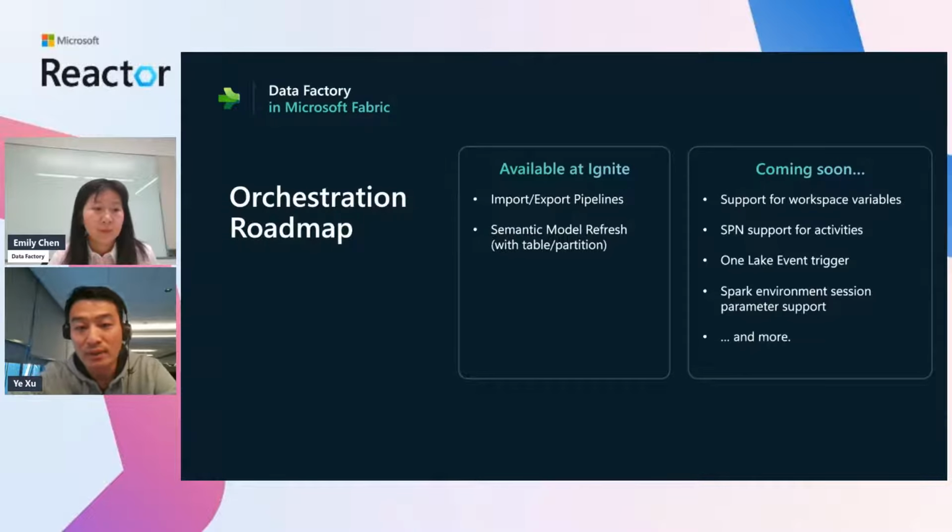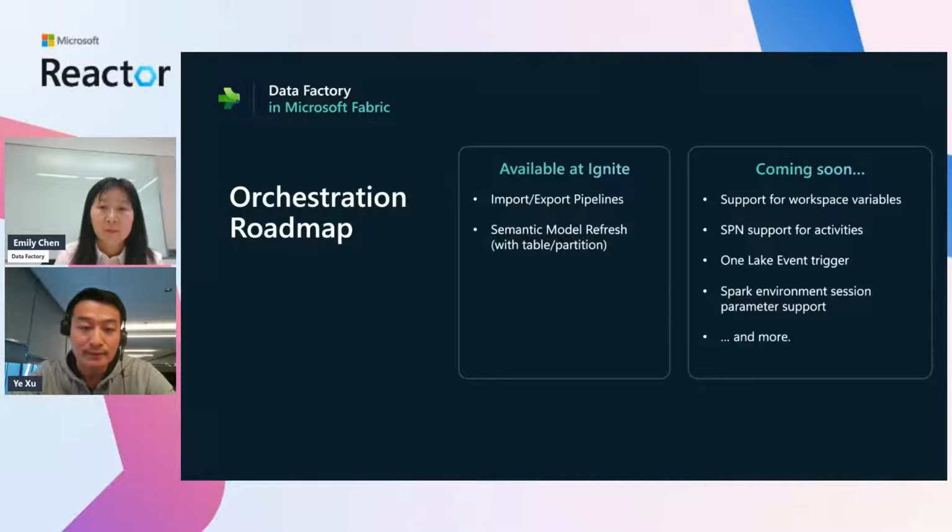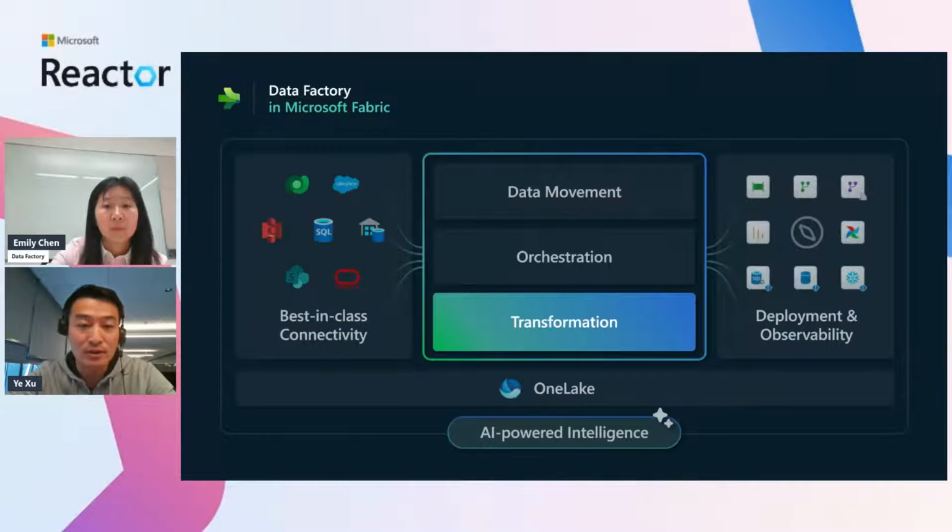Moving forward, coming soon, we're going to support workspace variables so that you can have a more dynamic way to orchestrate your pipeline. We will also support service principal, SPN, support for all activities. And we will have a OneLake event trigger so that you can achieve scenarios like when a file arrives in your OneLake, your pipeline is triggered, etc. Yeah, that is for the orchestration.